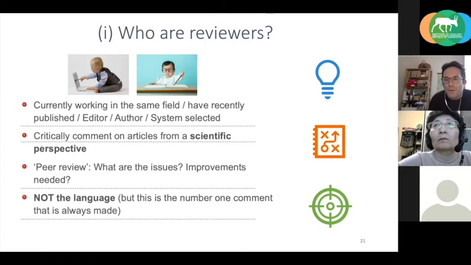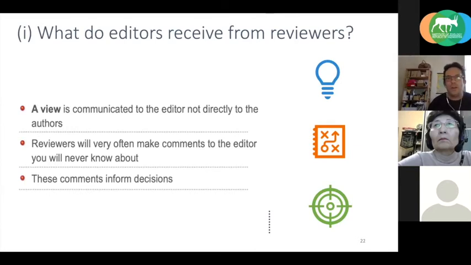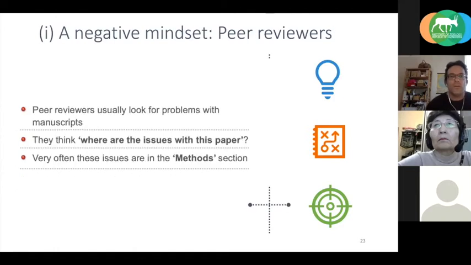So peer reviewers are looking at the content. They're not asked to look at the language, although they often do comment on the language. For that reason, it's important, as we talked about in our earlier sessions, to have a think about your English language before you submit to a journal. Editors get back comments from peer reviewers. They often communicate quite detailed comments back to editors that authors may not get to see. The comments that come back from the peer reviewers inform the editor's decision. And so it's very, very important to think about what peer reviewers are doing.